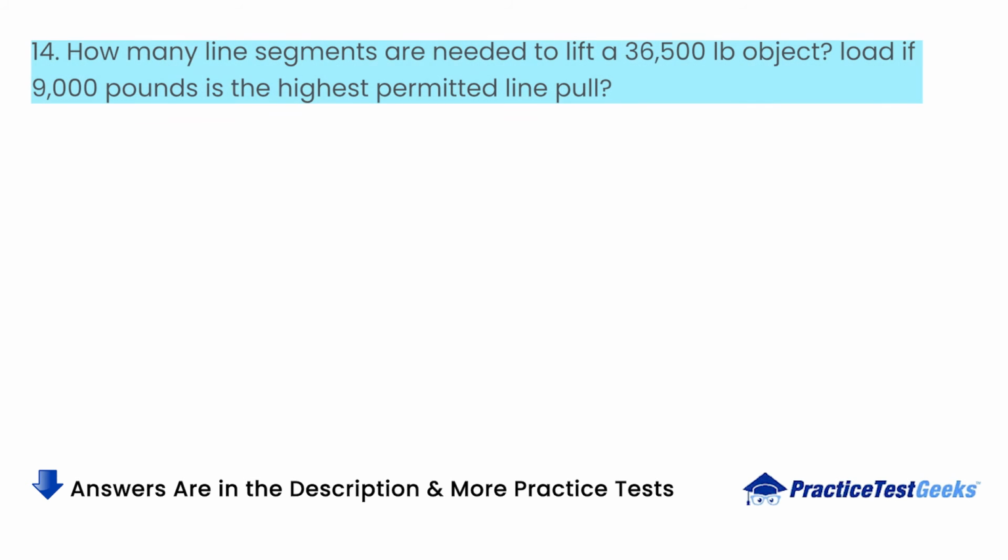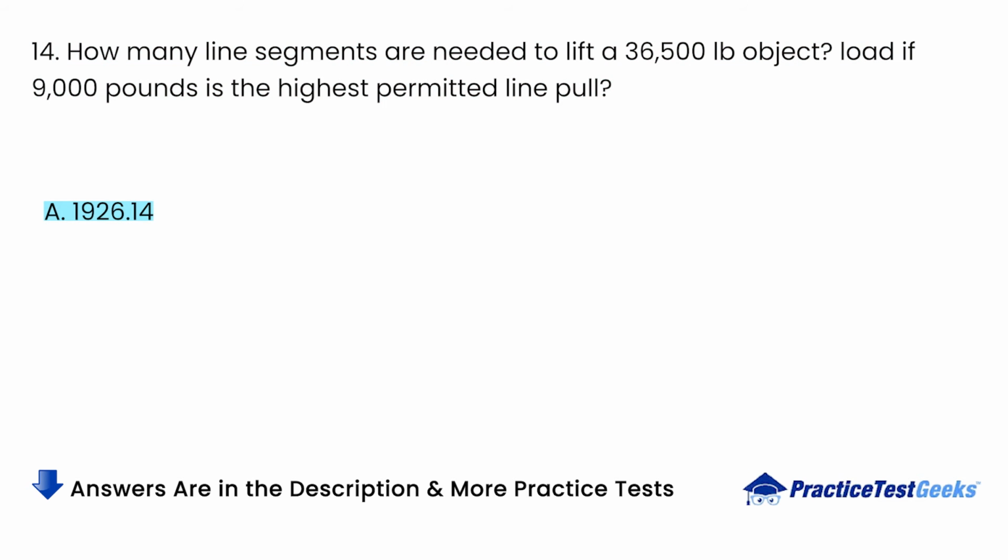How many line segments are needed to lift a 36,500 pound load if 9,000 pounds is the highest permitted line pull? A. 1926.14. B. 3.5. C. 5. D. 45 feet.